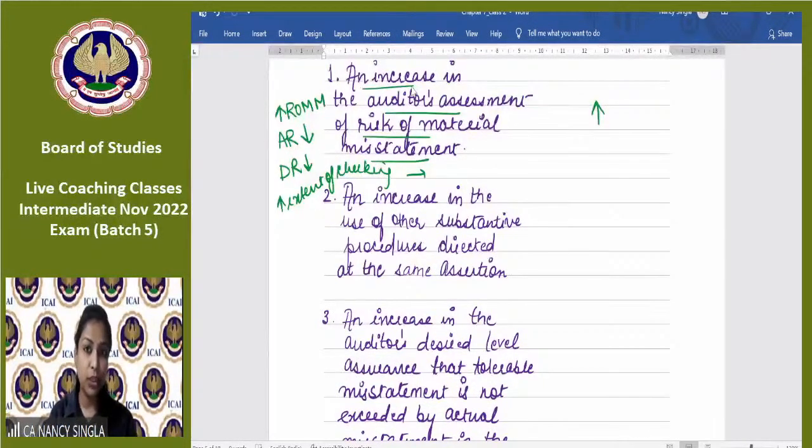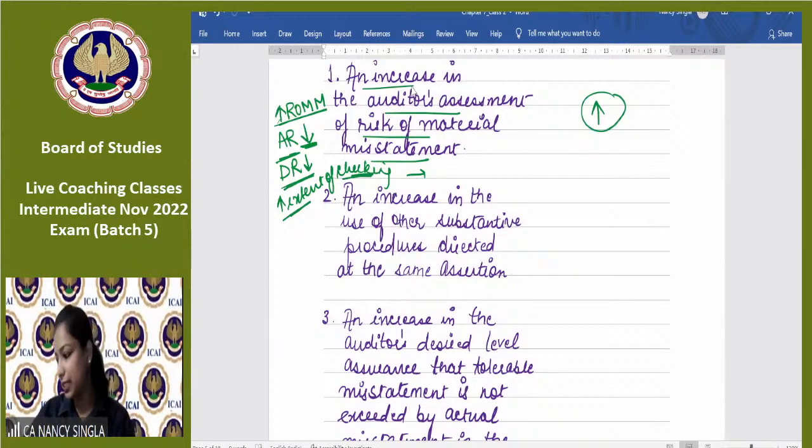So you need to understand the reasoning also. See, an increase in auditor's assessment of risk of material misstatement. Risk of material misstatement is higher, but audit risk the auditor needs to reduce to an acceptably low level. So what is the factor that auditor can control? Detection risk. How? By increasing the extent of checking. That means a larger sample size.